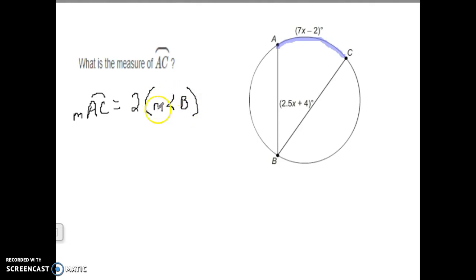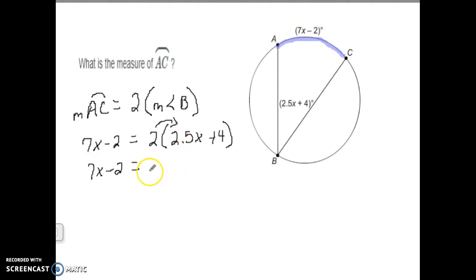Now we can plug in what we already know. So 7x minus 2 is going to equal 2 times 2.5x plus 4. When we solve for x, we're going to remember to distribute the 2 to both terms. So 2 times 2.5x is going to give us 5x. And then don't forget to distribute the 2 to the 4 as well. So plus 2 times 4 is 8.